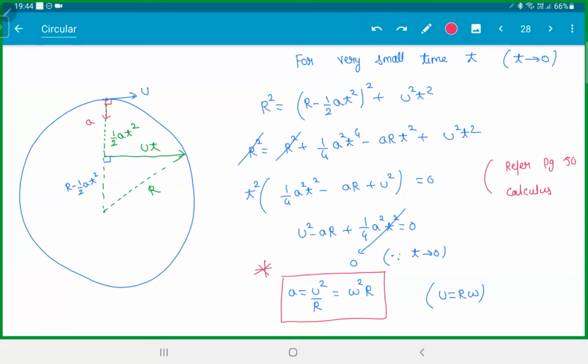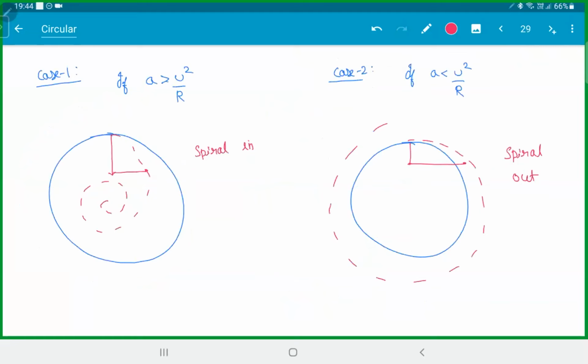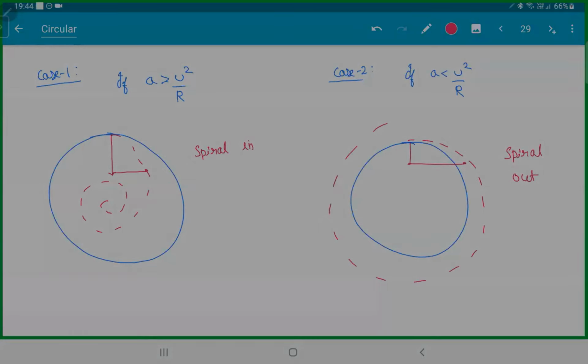We derived the centripetal acceleration using kinematics. In most books you'll find the proof in calculus. Nothing wrong, but it's not intuitive. You don't really understand what is happening. Clear with this? Any doubts on this? Next page. I hope this part was clear. Spiraling in, spiraling out. If you want to go in a circle, you have to provide the exact acceleration u square by r. You provide more or less, you won't go in a circle. Please check.